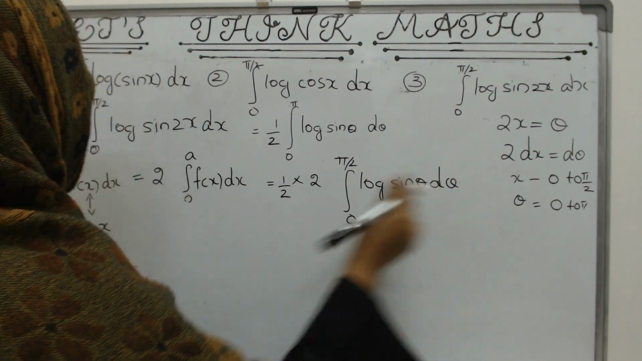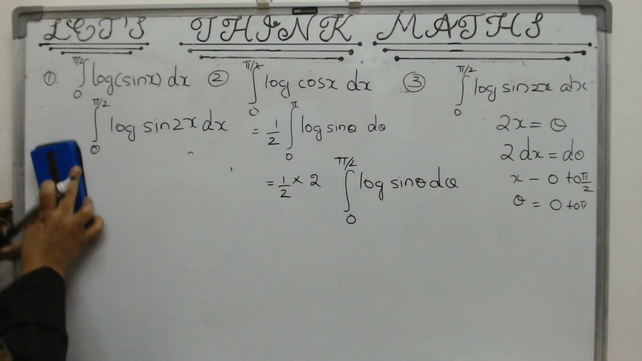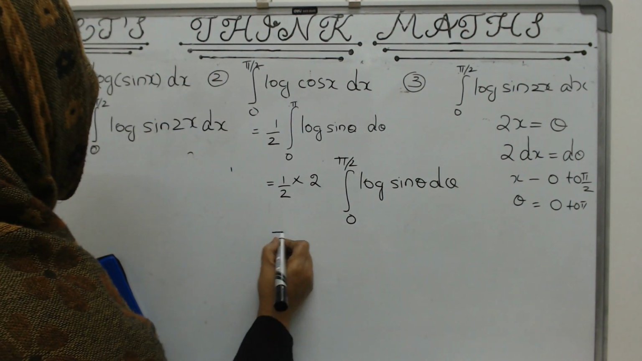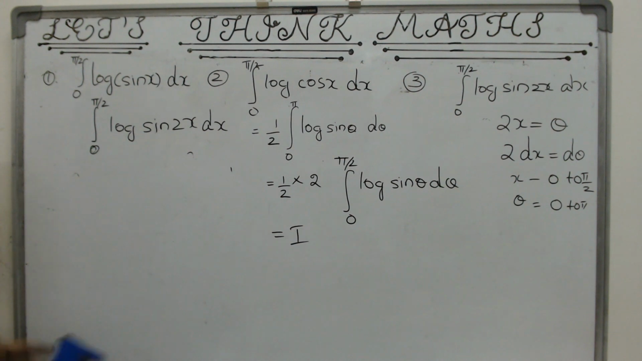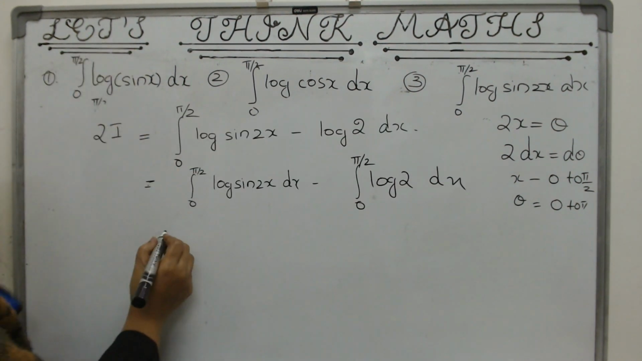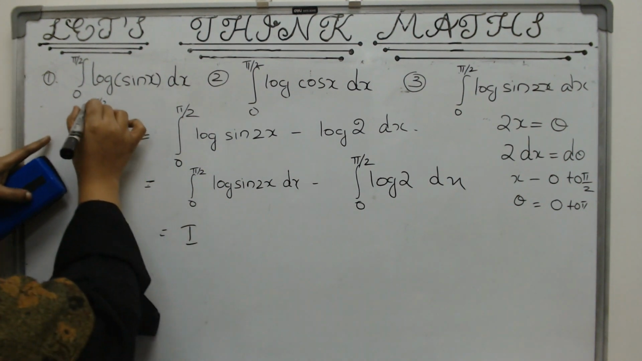So what have we done? We have finally arrived at what we started with. So this whole thing is equal to I. Now we can substitute in the original equation. We equated it to this. So that is the function that we started with.